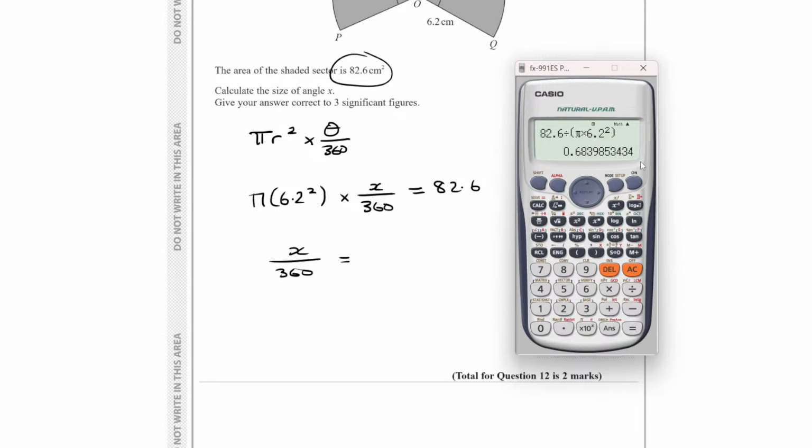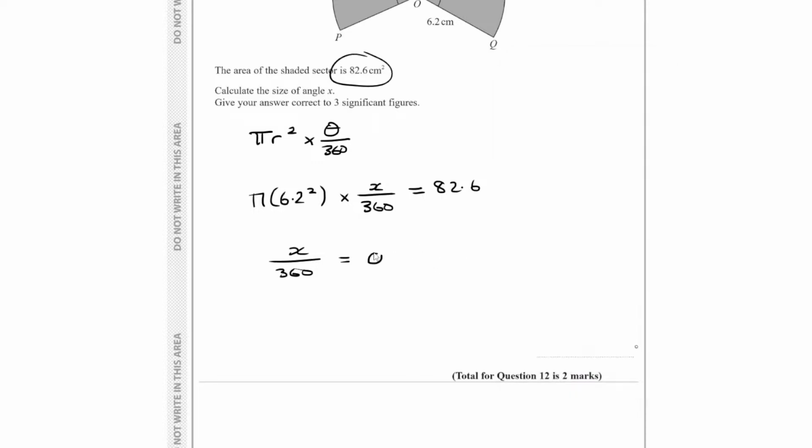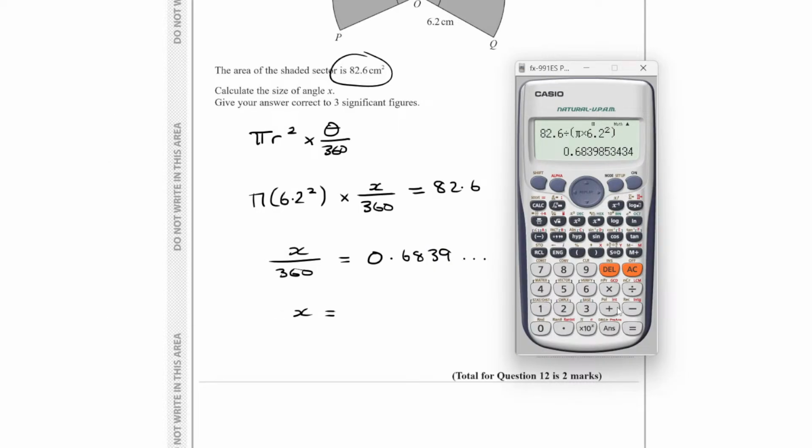Obviously not a great number, but write down a few of those decimals. So 0.6839... Don't lose the number in your calculator though, leave it there. And then you see how the last thing I need to do is multiply by 360. So I'm going to take that answer and just directly times it by 360. Don't round it too soon, okay? Never round anything too soon if you can avoid it.